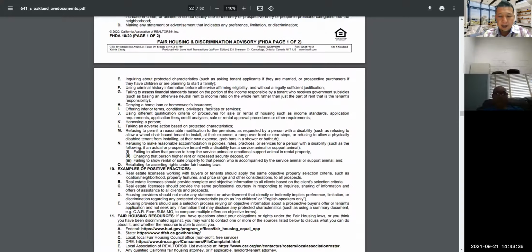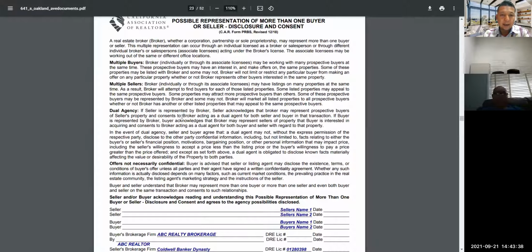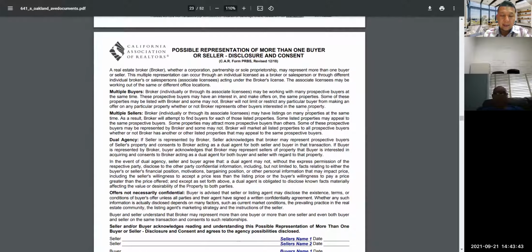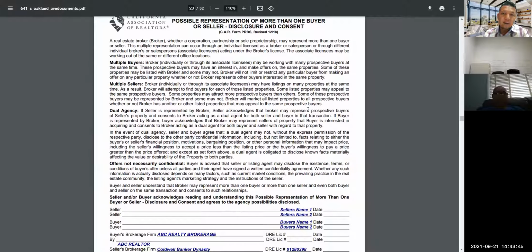Now, when I talk about other disclosures, we're talking about the PRBS. I'm just going to answer this really quickly. This is attached to every contract because if you're writing an offer on a property, guess what? You could also be representing multiple buyers. For example, I've written for multiple buyers on the same property. It was a very nice property, a very low price, and I had two different parties ask me to write an offer on it.